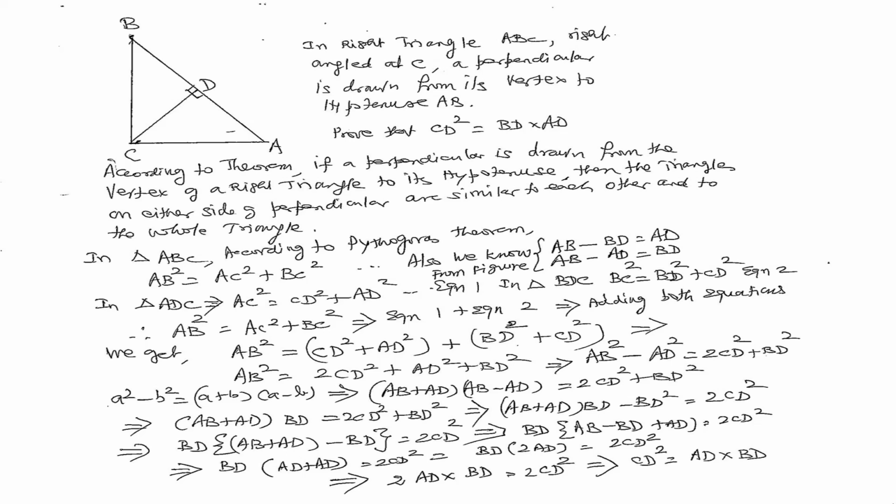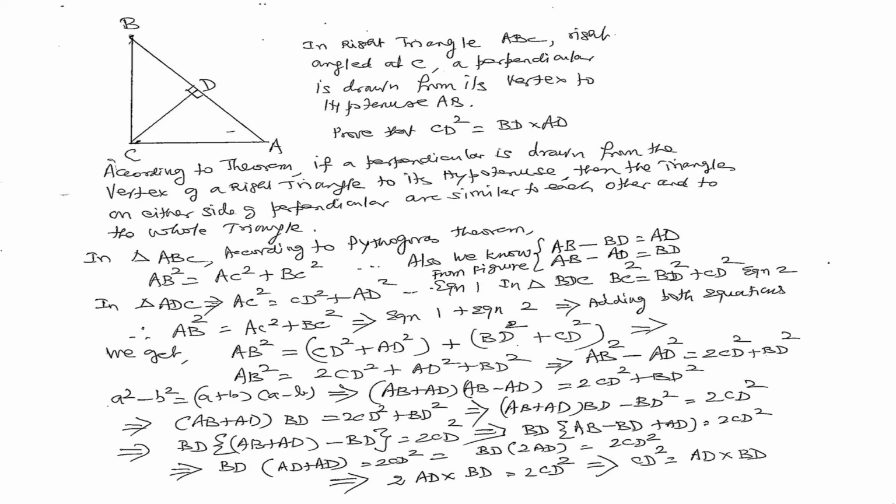In triangle ABC, according to Pythagoras theorem, AB squared is equal to AC squared plus BC squared. Also we know AB minus BD is equal to AD and AB minus AD is equal to BD on the hypotenuse side AB. In triangle ADC, AC squared is equal to CD squared plus AD squared, equation 1. In triangle BDC, BC squared is equal to BD squared plus CD squared, equation 2. AB squared is equal to AC squared plus BC squared.